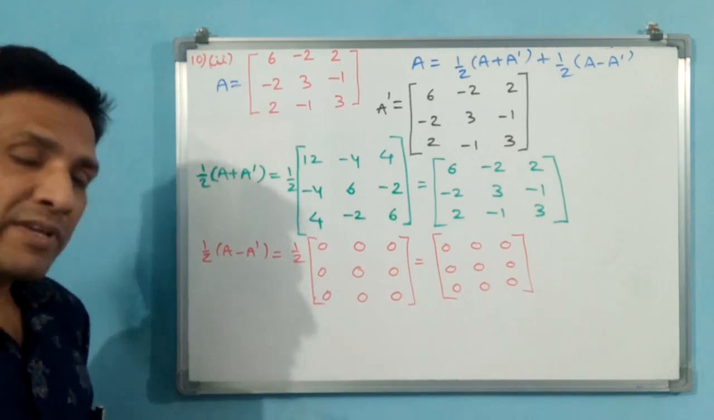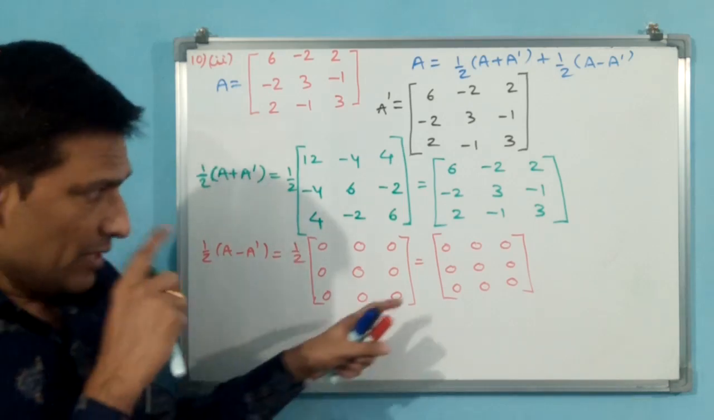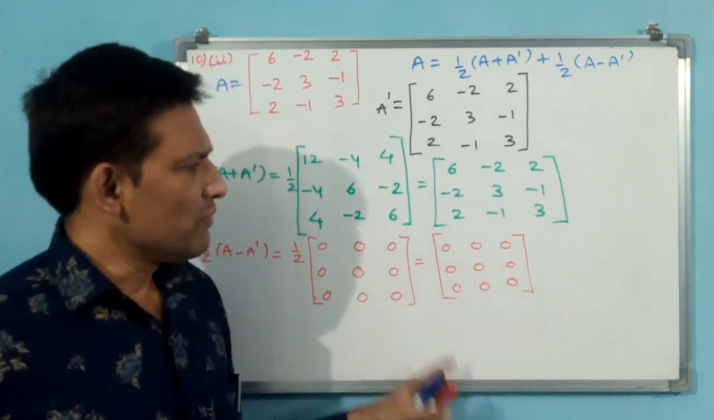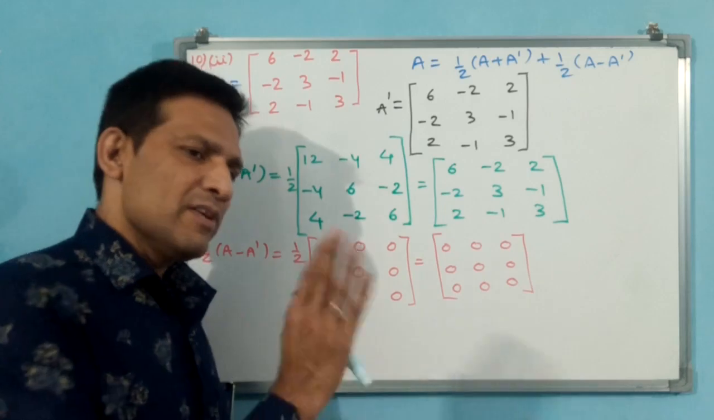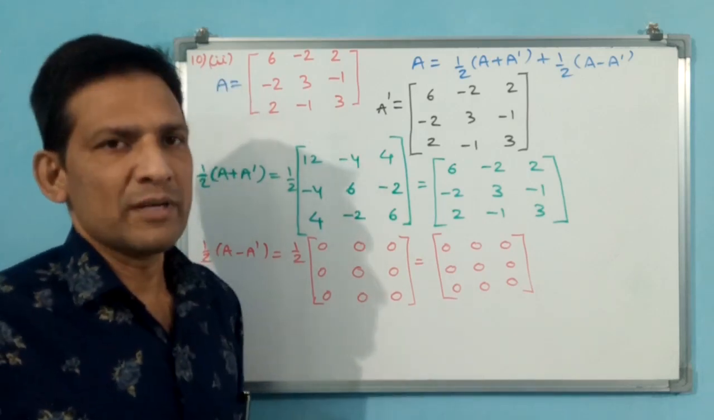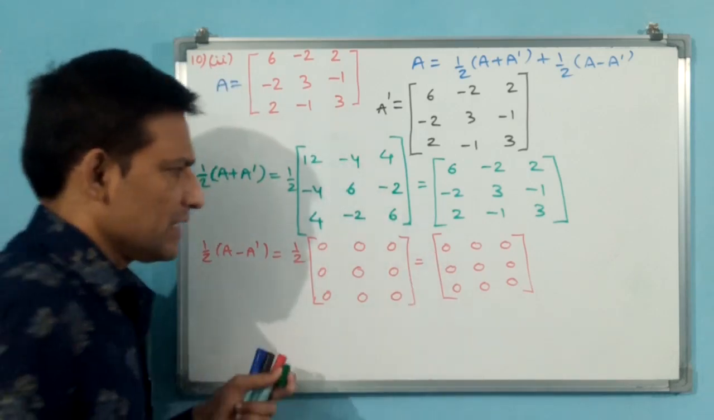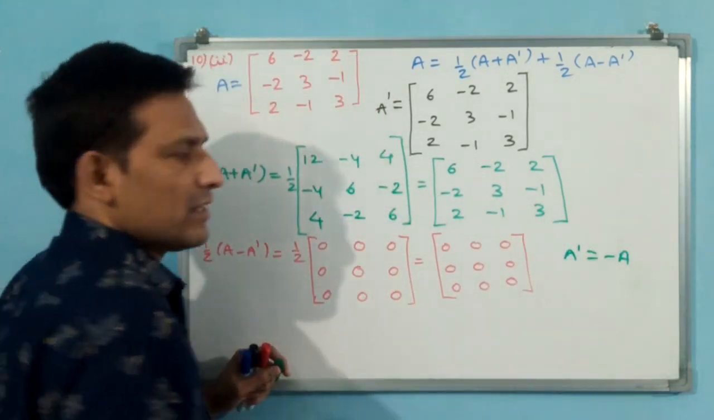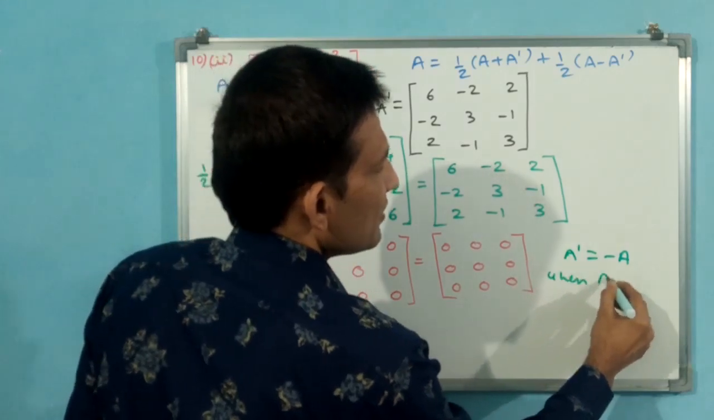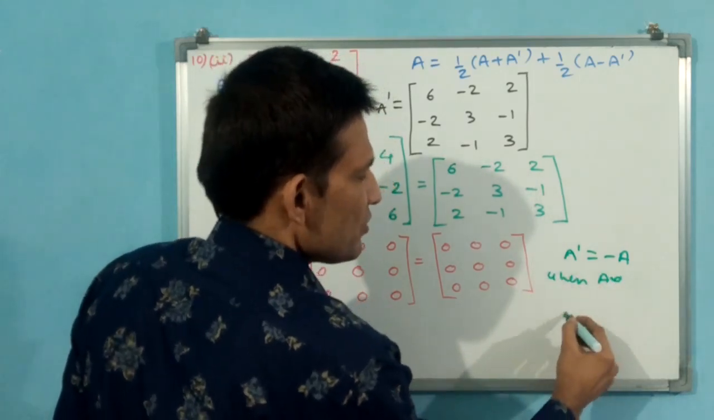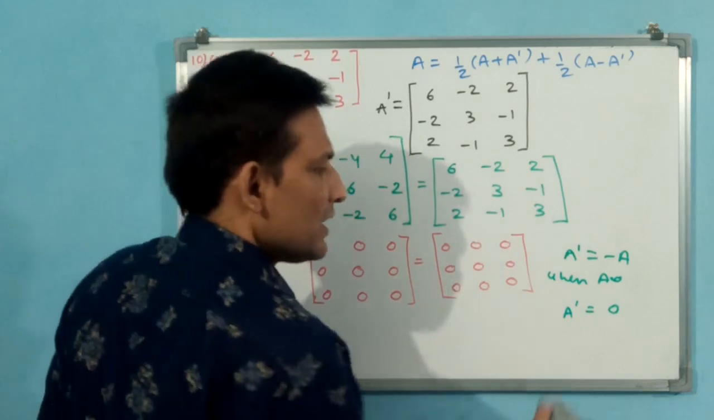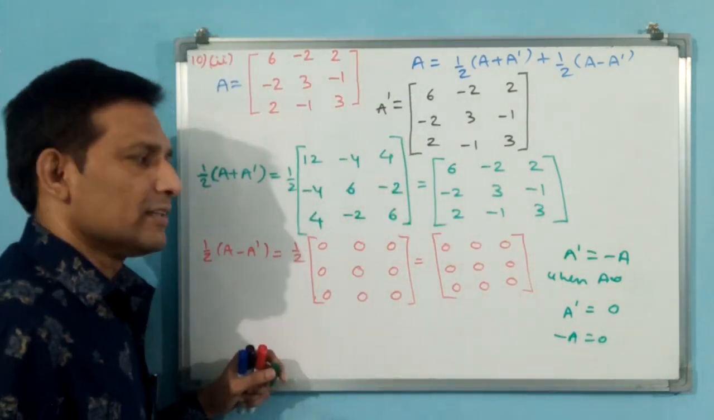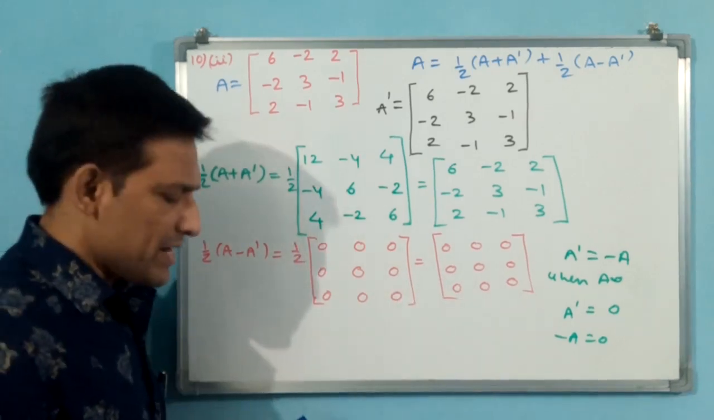But then what is the origin? Overall, after transposing, this should become negative. Even if you transpose, all are zeros only. Even if you multiply with negative, 0 only is coming. What I want to say: A transpose is equal to minus A means skew symmetric. When A is 0, A transpose is also 0 only, and minus A is also 0 only. That means this is a skew symmetric matrix.